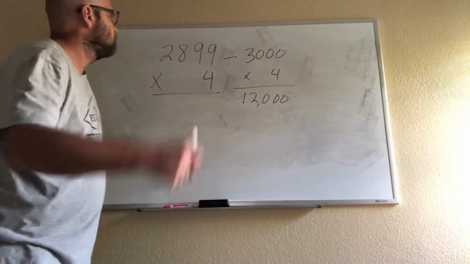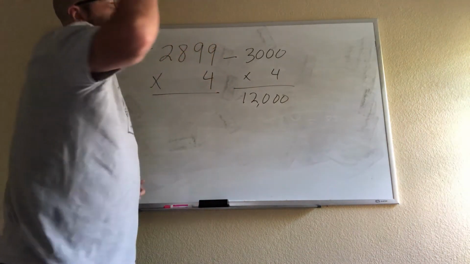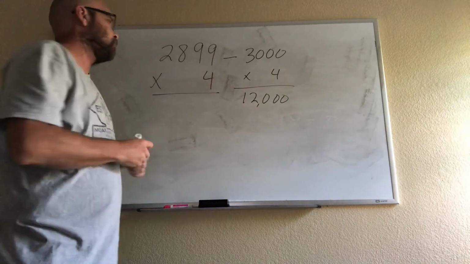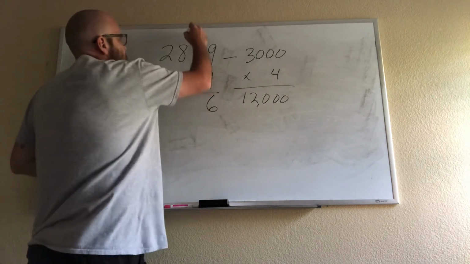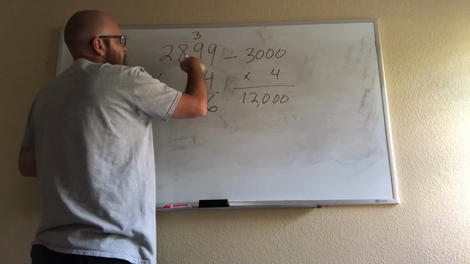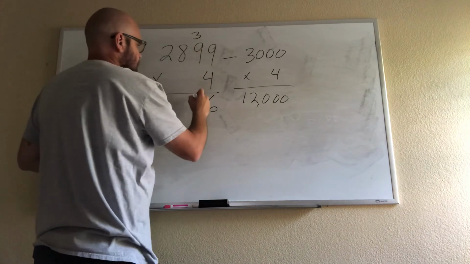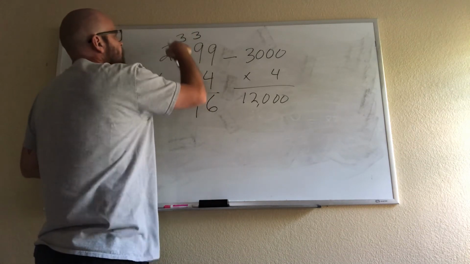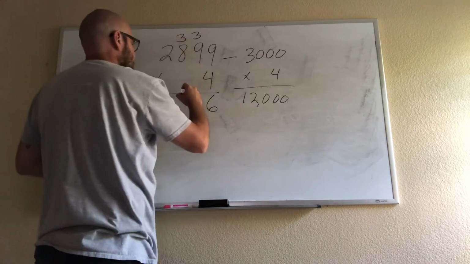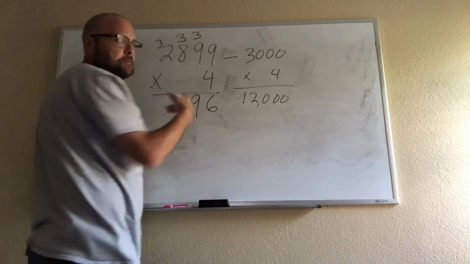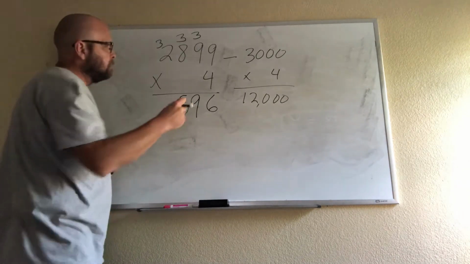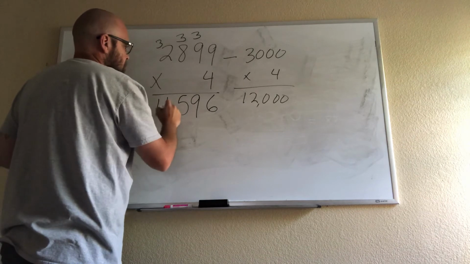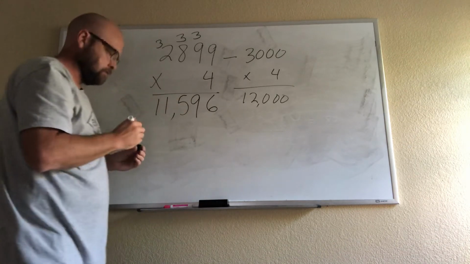4 times 9. Now, that's my estimate. My actual answer, 4 times 9 is 36, plus 3 more is 39. 4 times 8 is 32, plus 3 more is 35. And if I make a mistake, please pop on and tell me. 4 times 2 is 8, plus 3 more is 11. 11,596.